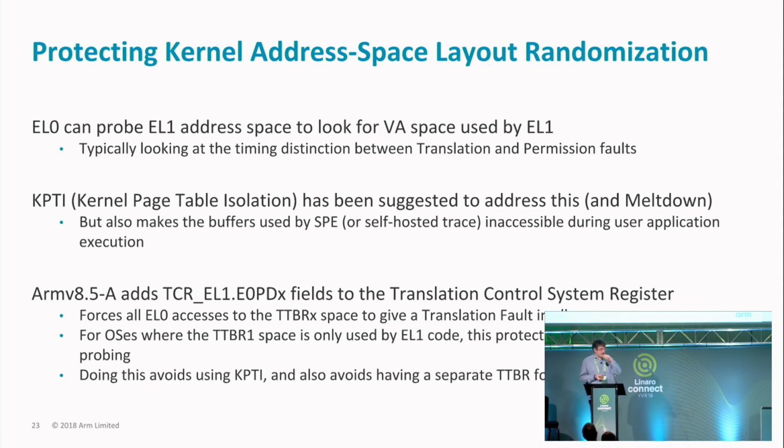So we've added in 8.5 support to say that EL0 can't access the TTBR1 space and gives a translation fault when it tries to do that. And that enables us not to need KPTI, because then your attempt to access your Linux kernel address map always faults in constant time. It doesn't matter whether that page was actually mapped in or not. There's a constant time fault, which is what Meltdown was making use of, the fact that that fault wasn't constant time.